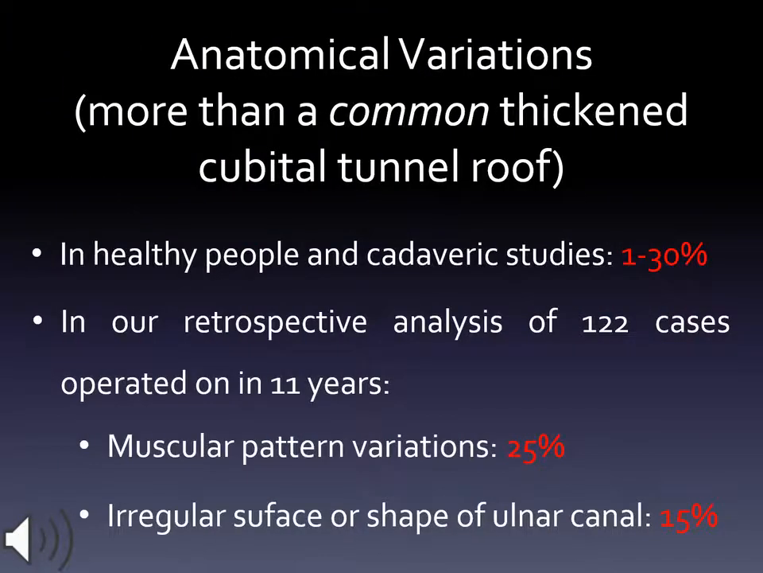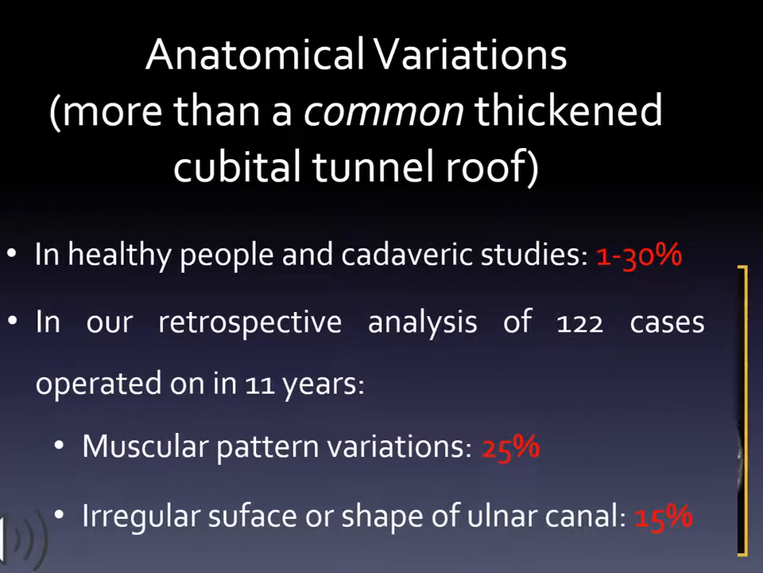The impact of anatomical variations is reported to be from 1 to 30% in healthy individuals and in cadaveric studies. In our retrospective analysis of a series of 122 cases operated with ulnar nerve compression at the elbow throughout 11 years, 25% of the patients featured anatomical muscle variations, while 15% presented ulnar canal anomalies. Overall, 40% of the patients featured more than just a simple thickening of the cubital tunnel roof.